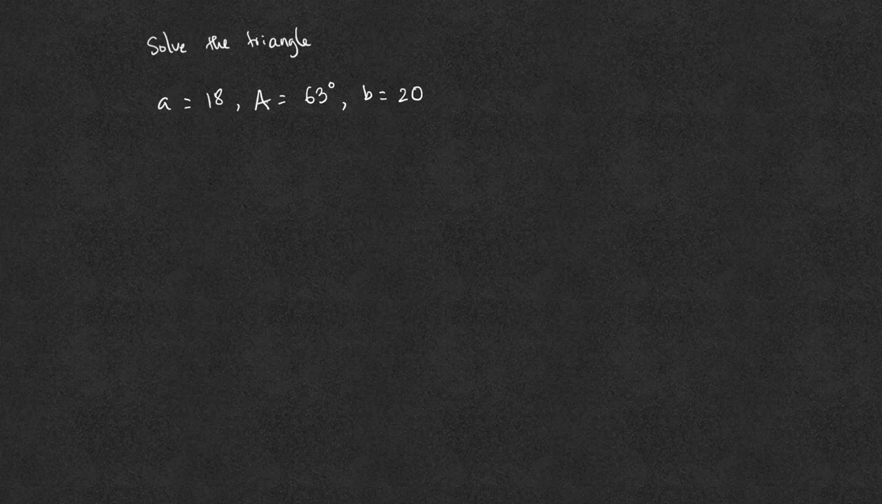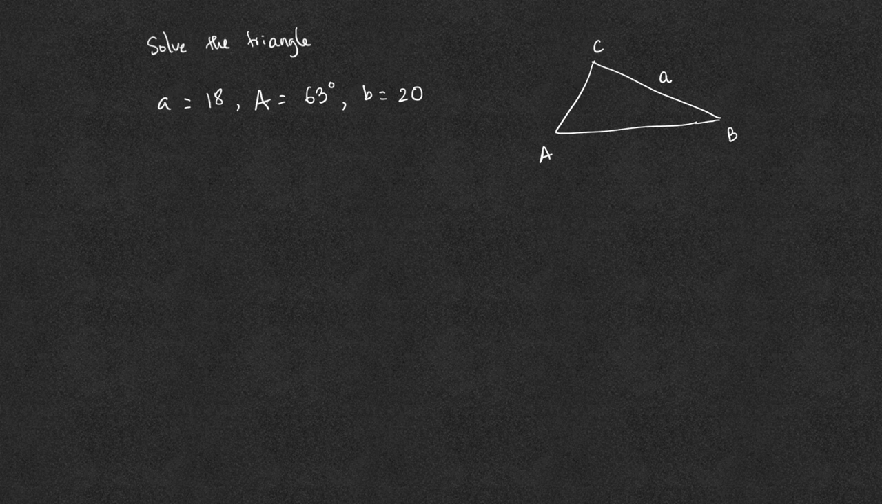Solve the triangle. We assume that this follows the convention labeling with the vertices of the triangle A, B, C. The side that is opposite to the angle A is the lowercase a. The side that is opposite to the angle B is the lowercase b. And the side that is opposite to the angle C is the lowercase c.